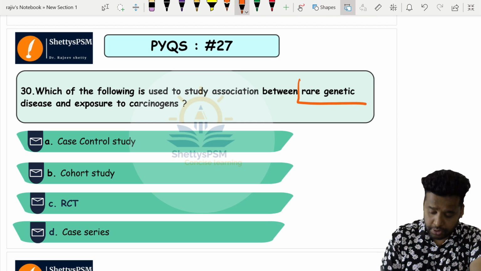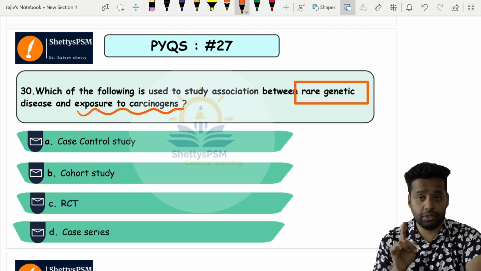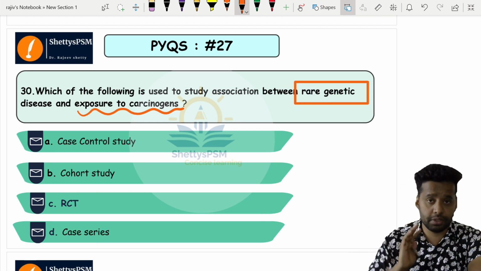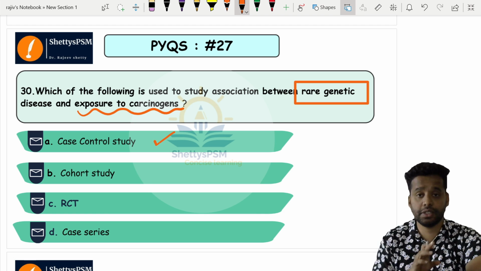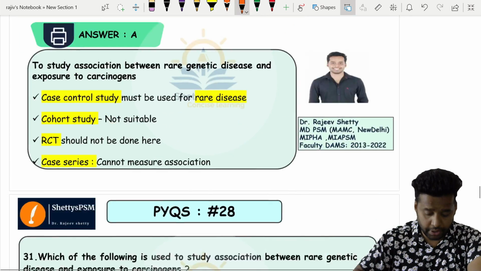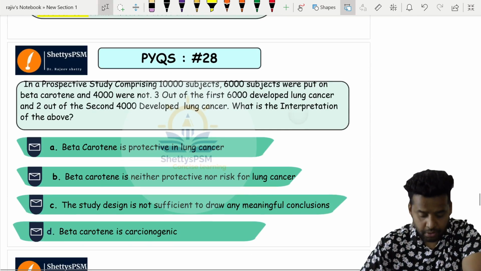Which of the following is used to study rare genetic disease and an exposure to carcinogen? So the answer was there in the previous question. Answer is case control study. What should not be done for rare disease? Follow-up should not be done for rare diseases. So next question on cohort study.